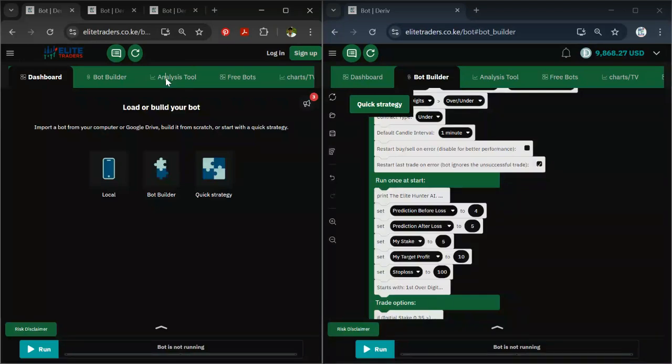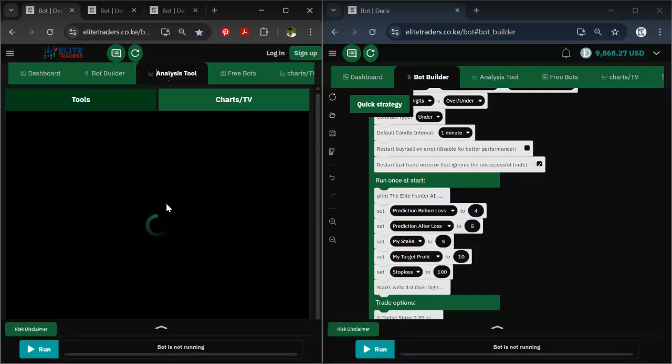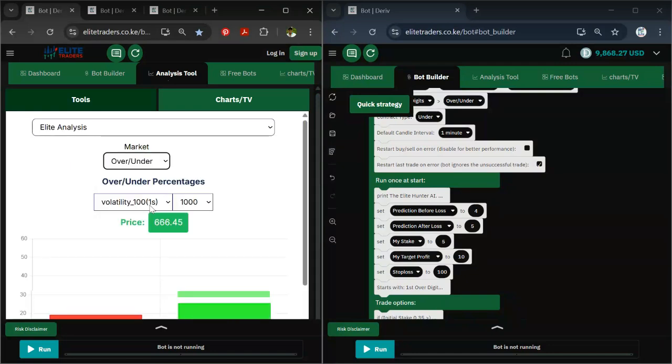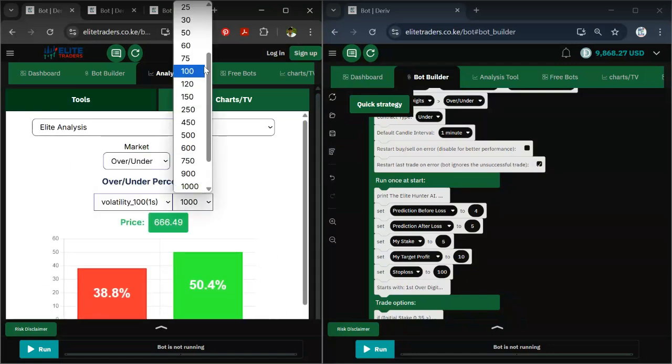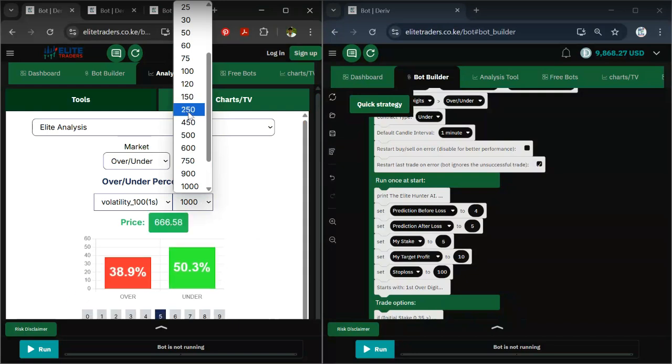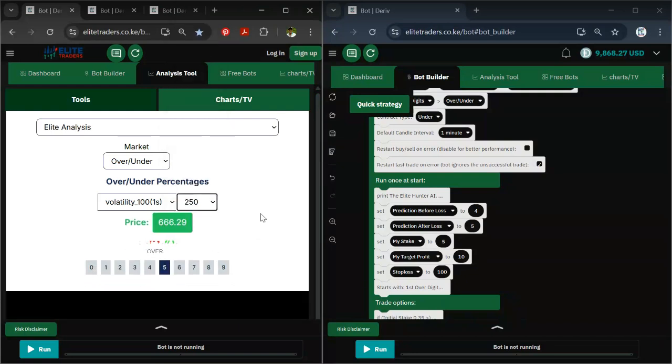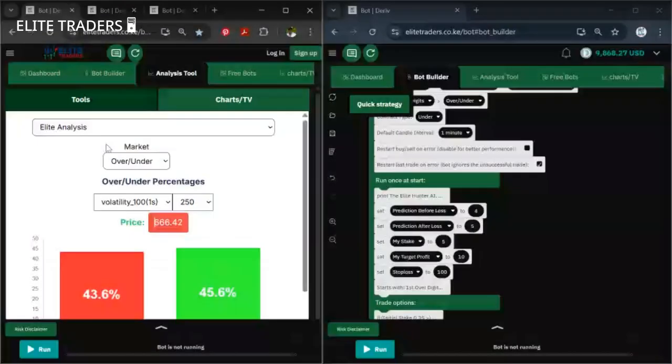So the first thing you do, you just need to go to the DERIV analysis tool, then over and unders. We can switch these to something like 150, or you can use 250. Okay, let me use 250.